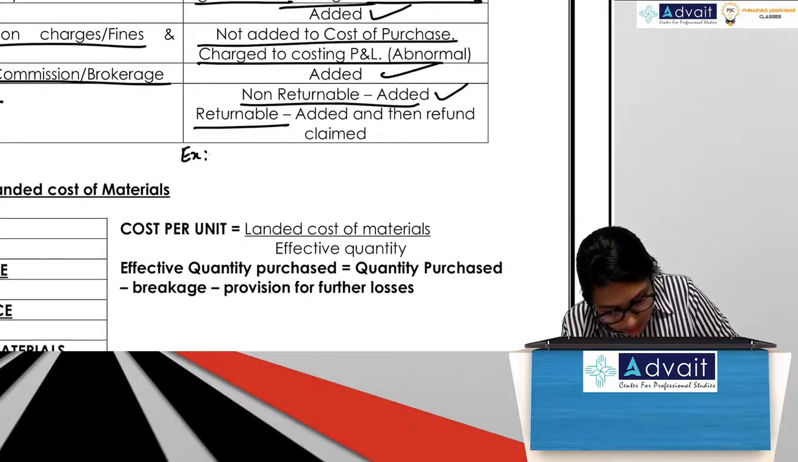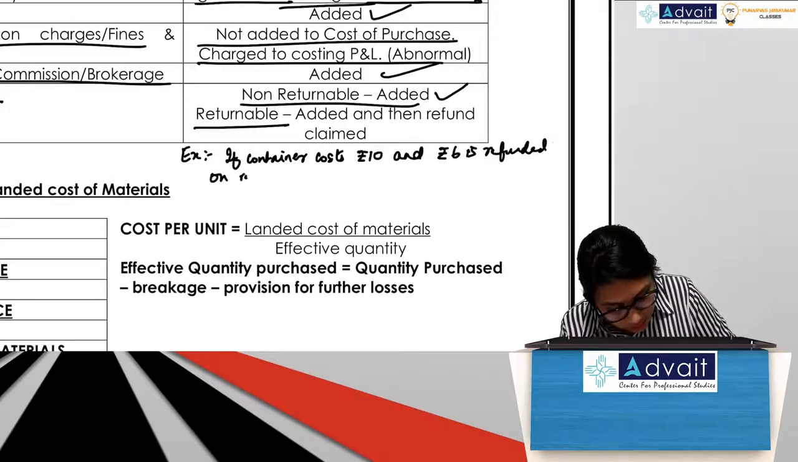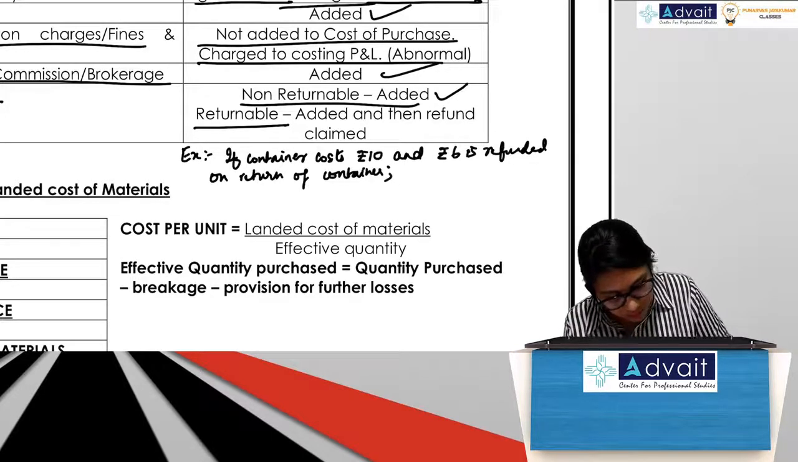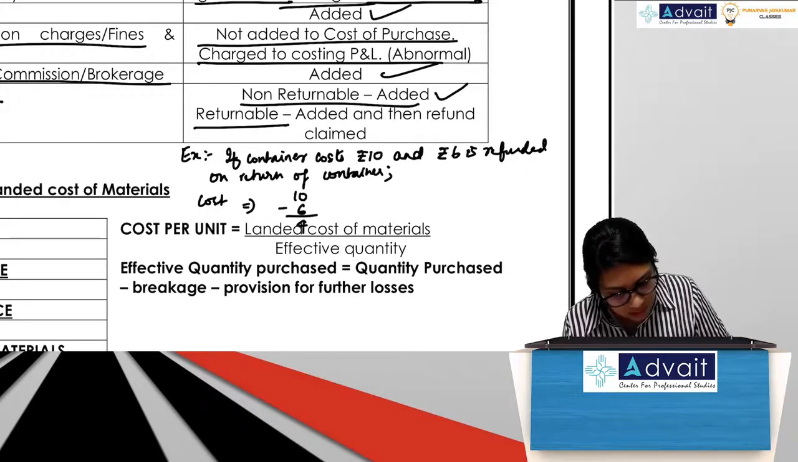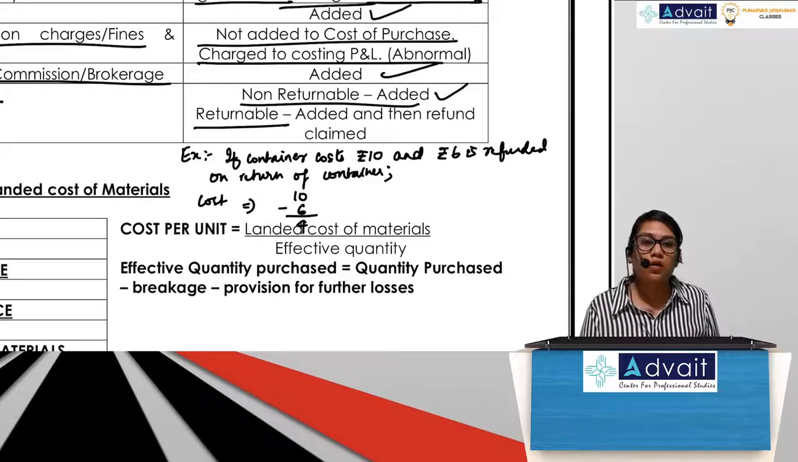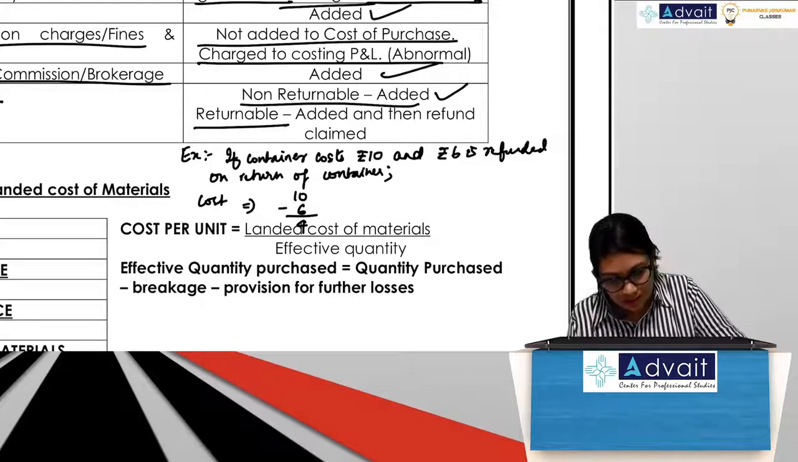For example, if container costs 10 rupees and 6 rupees is refunded on return of container, cost will be 10 rupees minus 6 rupees, which is 4 rupees.